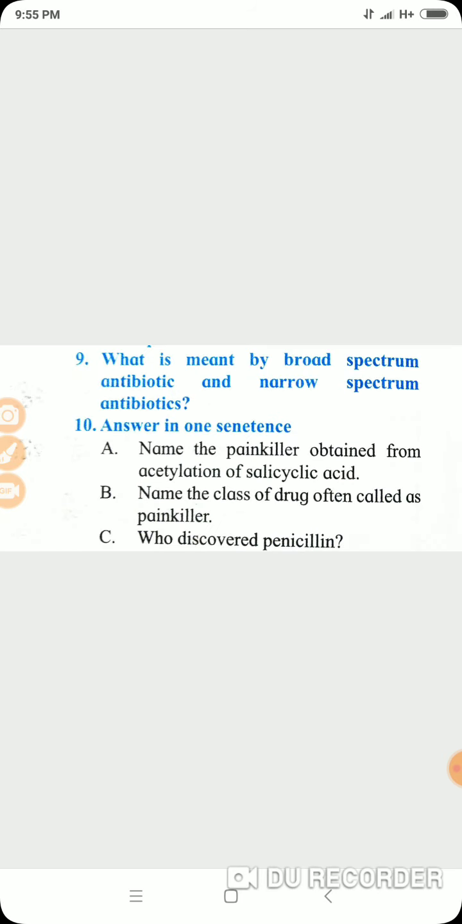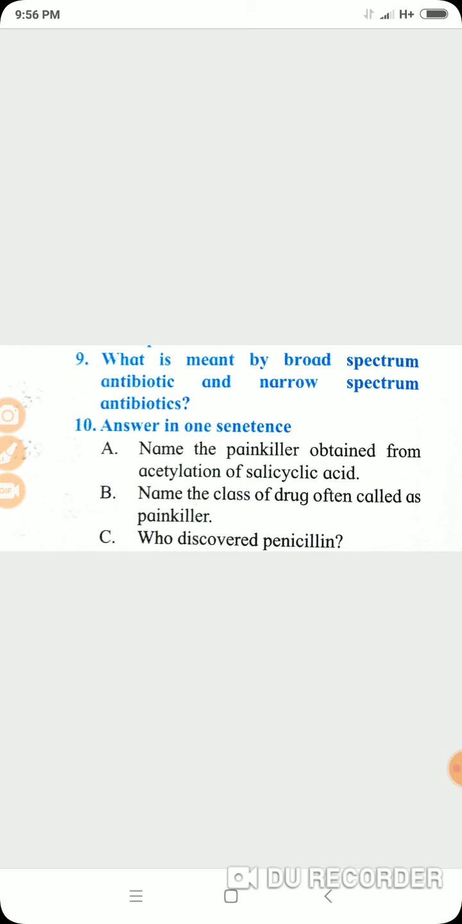Now the next question, number 9. What is meant by broad spectrum antibiotics and narrow spectrum antibiotics? There are three types of antibiotics: broad spectrum, narrow spectrum, and also limited spectrum antibiotics. But here we have to answer only two types, broad spectrum and narrow spectrum.